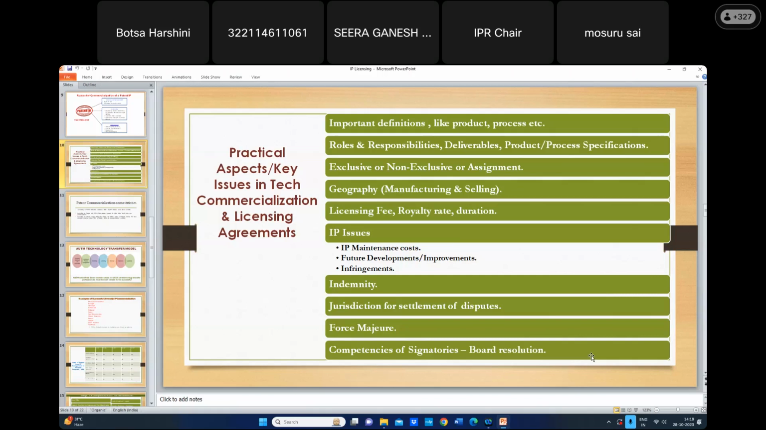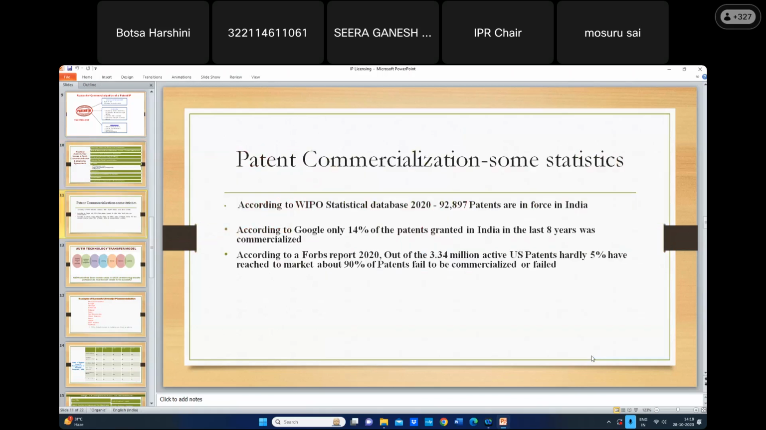Very, very important thing. So, some patent commercialization statistics. Globally, a large number of patents are being filed every day. But if you look at the commercialization or the licensing of those patents, it is a very pathetic situation. Not all patents have been licensed or commercialized, not even 50%, according to WIPO statistics dated 2020.